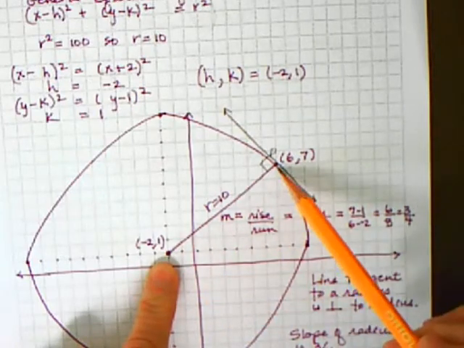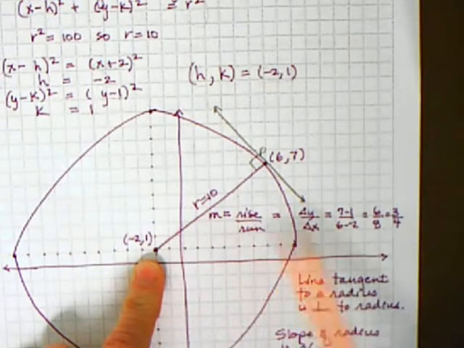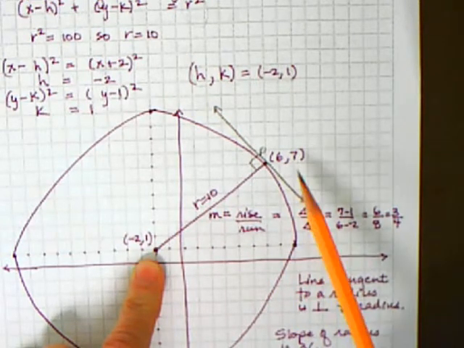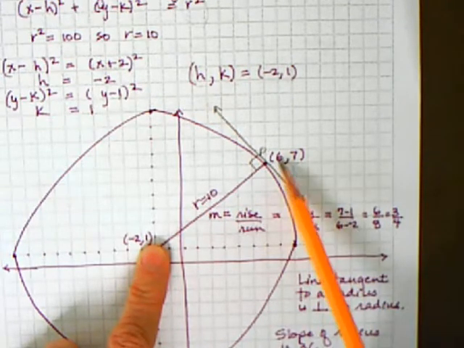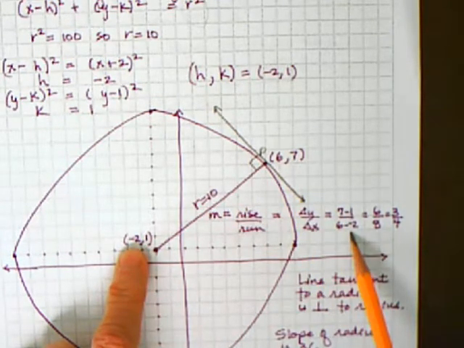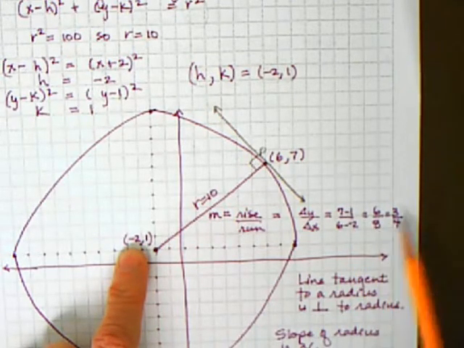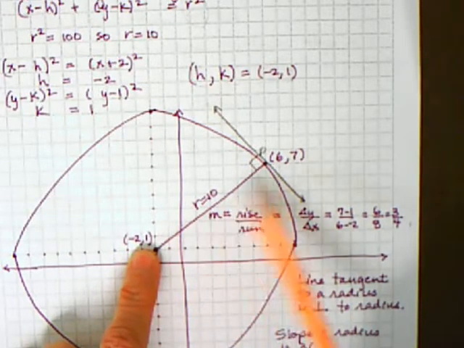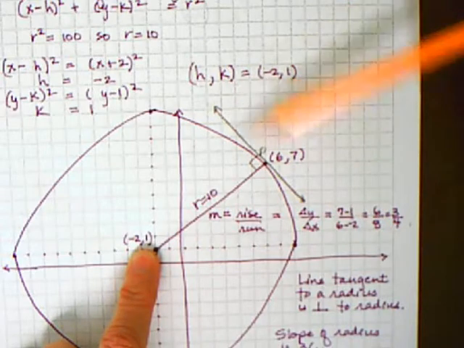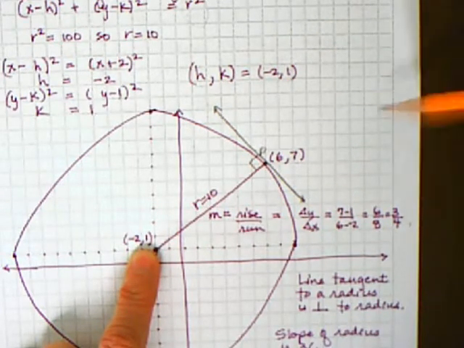I can find the slope of this radius. The slope is equal to the rise over the run, delta y over delta x: 7 minus 1, divided by 6 minus a negative 2. That 7 minus 1 is 6, and 6 minus a negative 2 is 8, so that's 3/4 when I reduce it. So now I know that this slope is 3/4, so the slope of the tangent line is the negative reciprocal of 3/4.